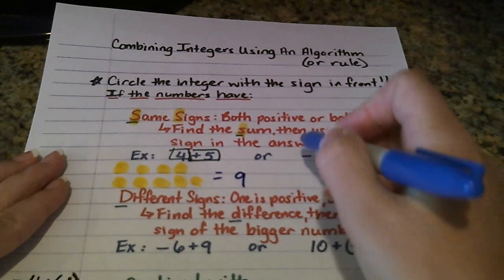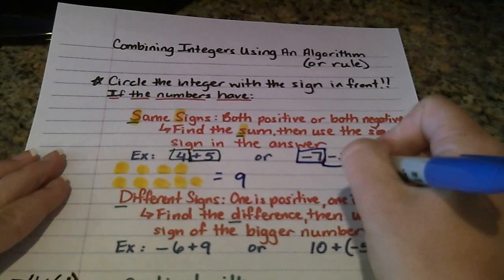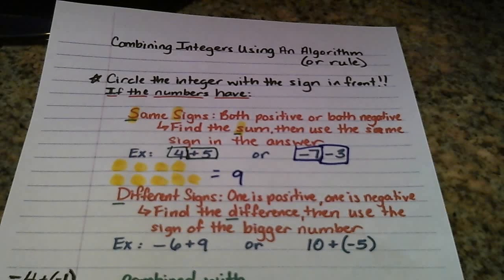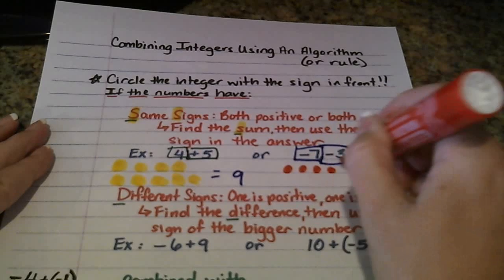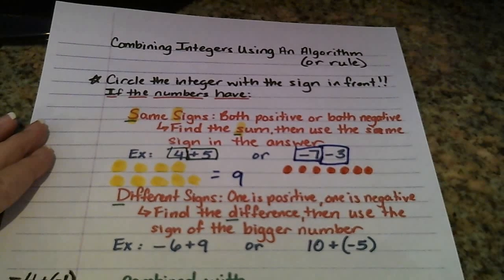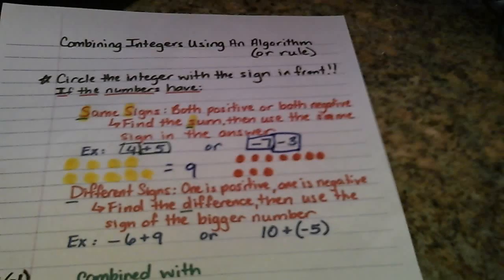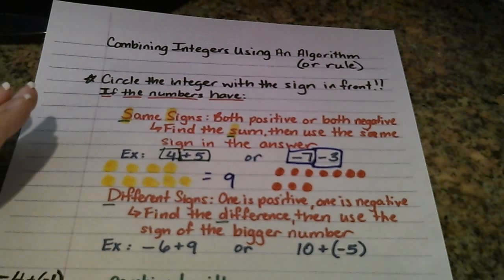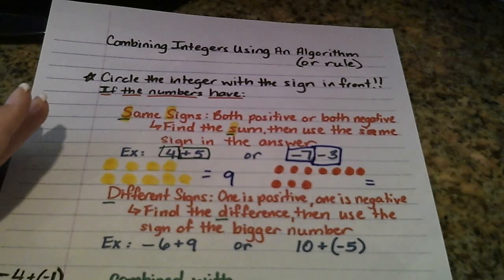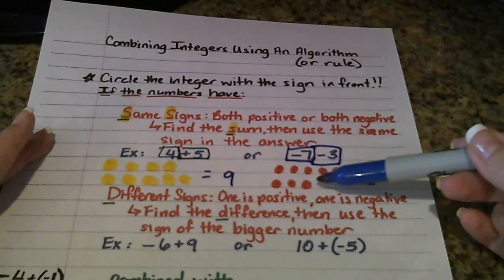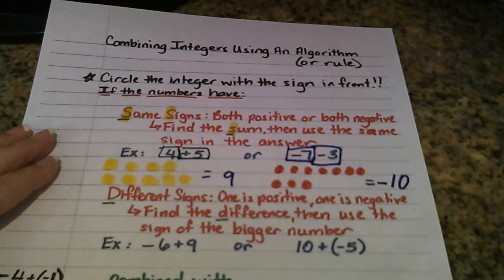In this next example, I've got, boxing out the number with the sign in front of it, a negative 7 combined with a negative 3. To diagram this, I'm going to be using red chips, and I'll draw 7 negatives here. And then I'm combining them with 3 more negatives. So that's red chips combined with even more red chips, which means my sum here is going to be even more red chips. So 7 red chips combined with 3 red chips means 10 red chips. So that means negative 10.